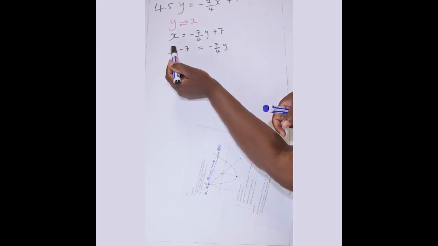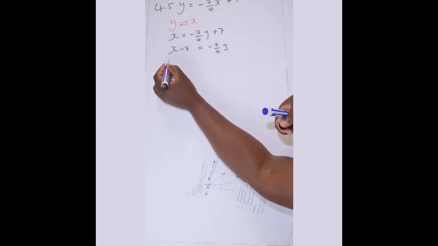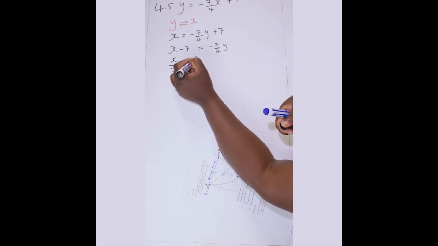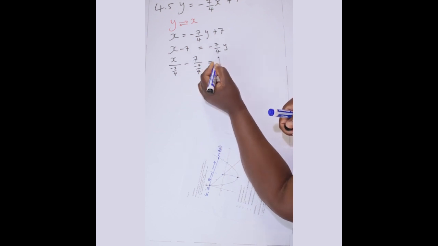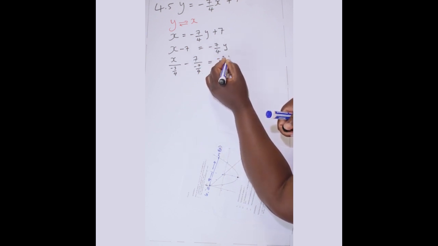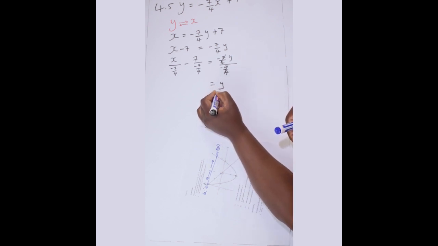We must make y the subject of the formula. So that means we are going to divide every term, including x and -7, by -7 over 4. So if we divide, there we'll have x divided by -7 over 4 minus 7 divided by -7 over 4 equals -7 over 4 y divided by -7 over 4, for which this -7 over 4 will divide with this -7 over 4. Then you remain with y.